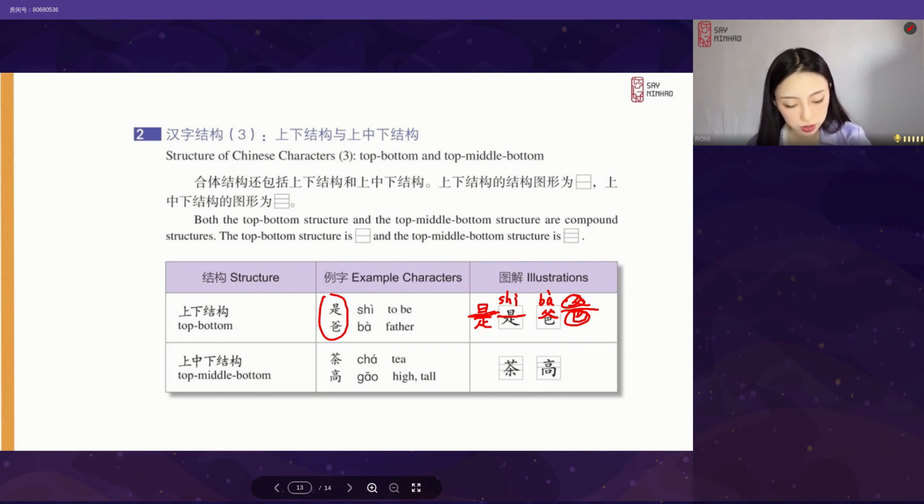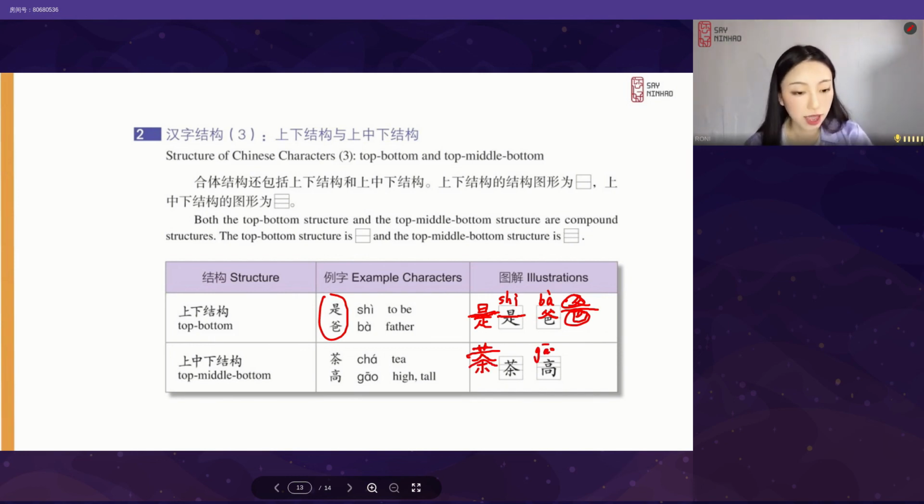Now let's see, next one is the top-middle-bottom structure. So first one is 茶, we just learned it means tea. For this tea, we can see first is this part, this particle is 草字头. And then we will write this part, which looks like 人, the human. And then we will write this part. So it is really obvious we can separate it into three parts. The next one is 高, which means high, tall.